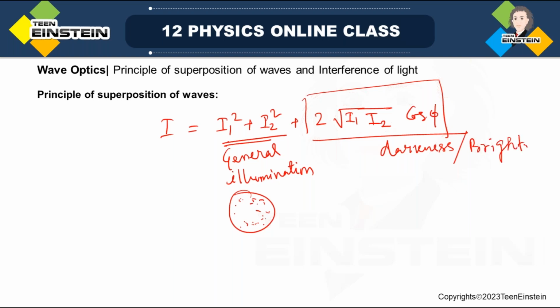So this product term, 2 into square root of I1 I2 cos phi, is actually the term which is called interference. This gives the interference, okay?